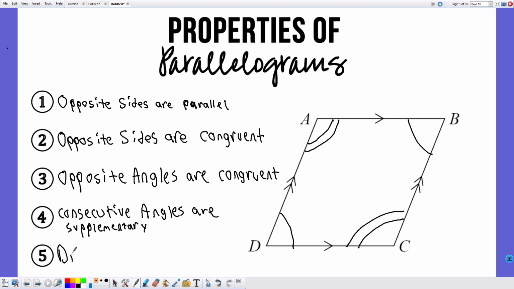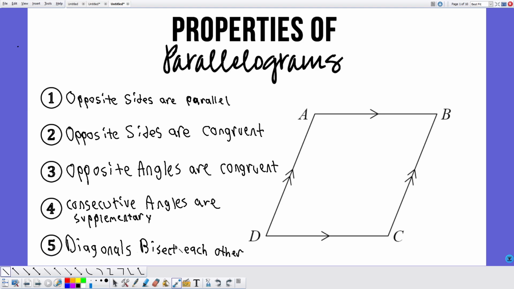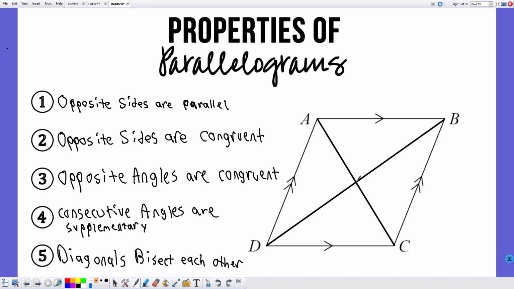The diagonals bisect each other. Okay, so what does that mean? Let me clear up this picture. If I were to draw the diagonals, so a diagonal would be from like D to B and A to C. Let's say they meet in the middle, at point M.